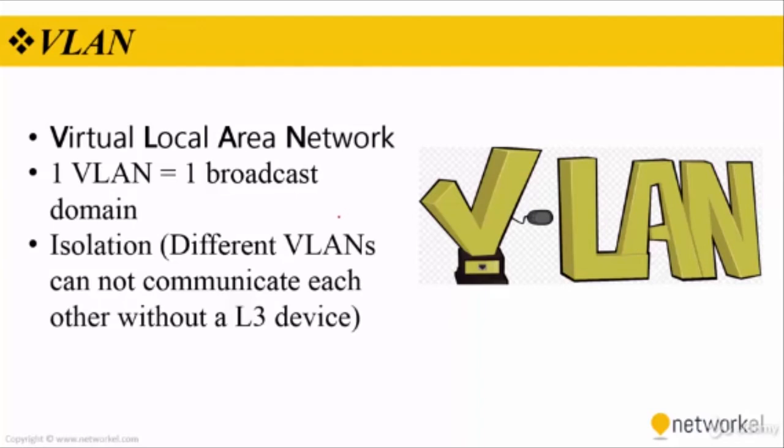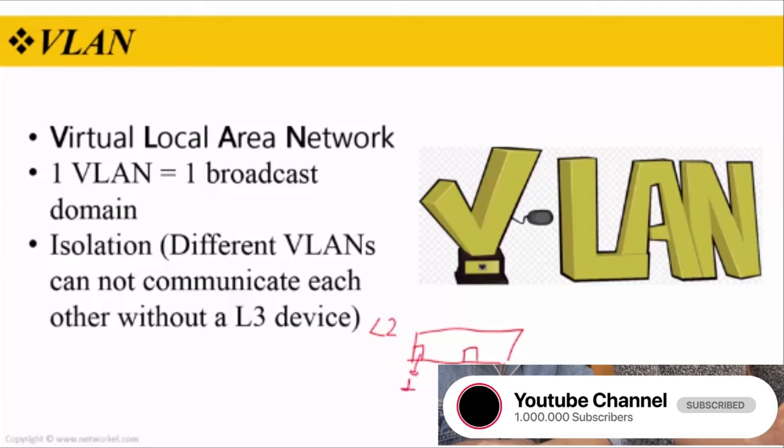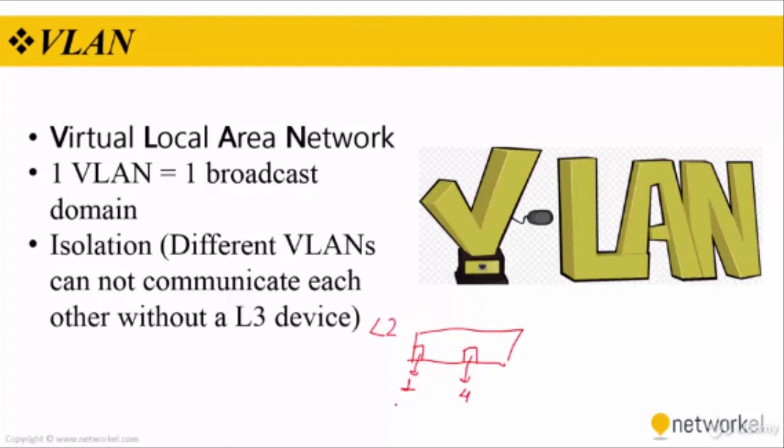VLANs also provide isolation for us too, as you know that different VLANs cannot communicate with each other without a layer 3 device. For example, if we have a layer 2 switch and that's the first port and that's the fourth port, and if they are in different VLANs, they cannot communicate with each other without a layer 3 device, so it's providing us isolation too.